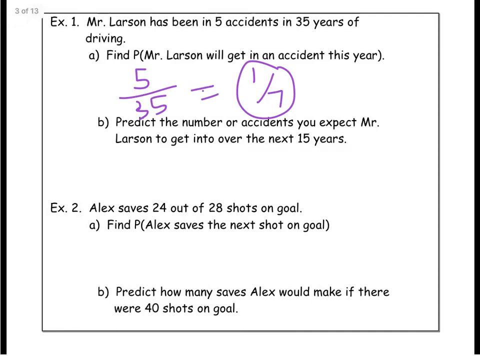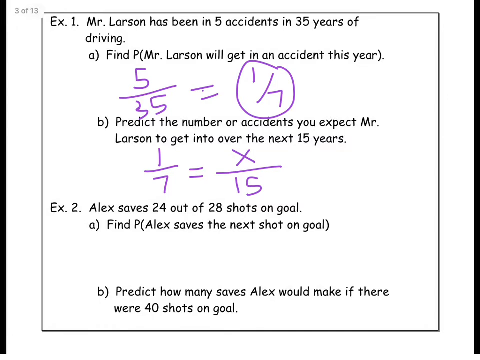Part B says to predict the number of accidents you expect Mr. Larson to get into over the next 15 years. So to figure this out, let's set up a proportion. We know the probability of him getting in an accident is 1/7, and we want to figure out over the next 15 years how many he will get into. Oops, so that shouldn't be 1 there, excuse me. We want to figure that out. That should be our x there. So 1/7 is the probability in this first year. So how many in 15 years?